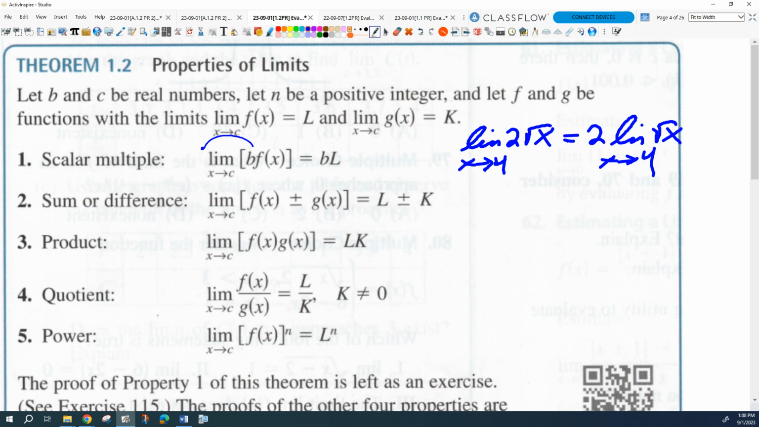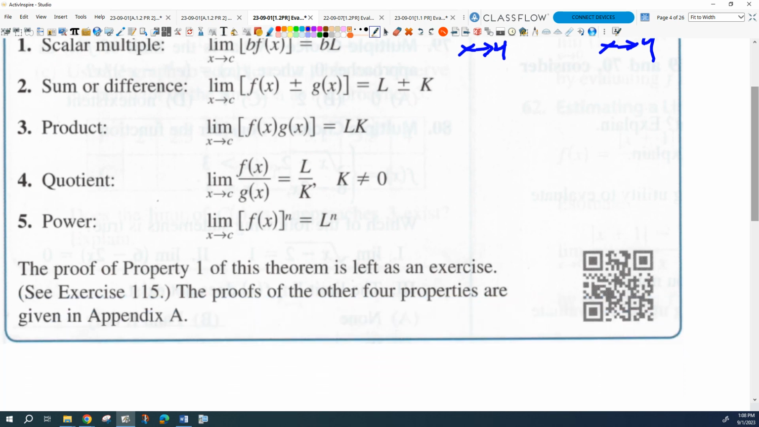Product. If I have the limit of a product of functions, that's equal to the product of the limits. Okay? Same thing with a quotient. As long as the denominator is not 0, the limit of a quotient of functions is equal to the quotient of their limits. Super easy. It's just exactly the way you think it would be. Works for a power also. The limit of a function to a power is equal to the limit to that power. Okay?